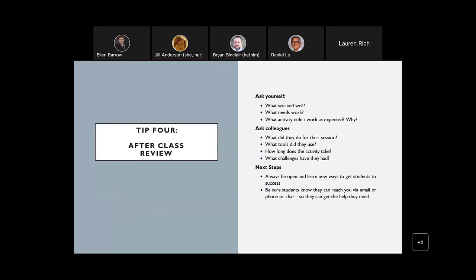The 4th tip, and this is something we all need to keep in practice with, is to ask yourself some questions. What worked well about my session? What do I need to work on? What activity didn't work as expected? Because sometimes you'll do a class and think, oh, this was a great idea and I'm going to use it in class. And then for whatever reason, maybe a lot of the students just aren't getting how the exercise works, and you had to backpedal and refocus. And it also gives you an influence to think, well, maybe I should do that differently.